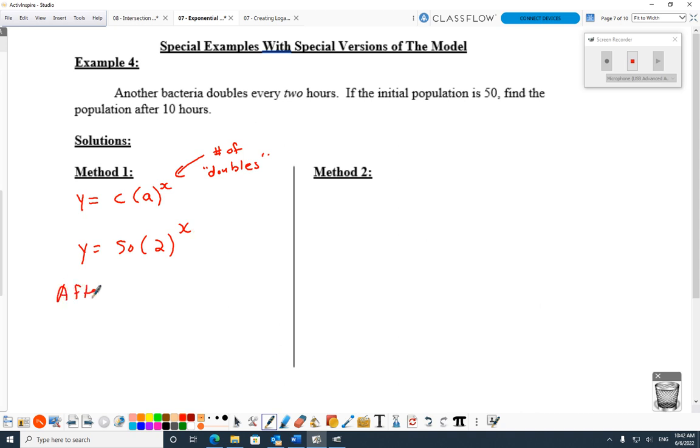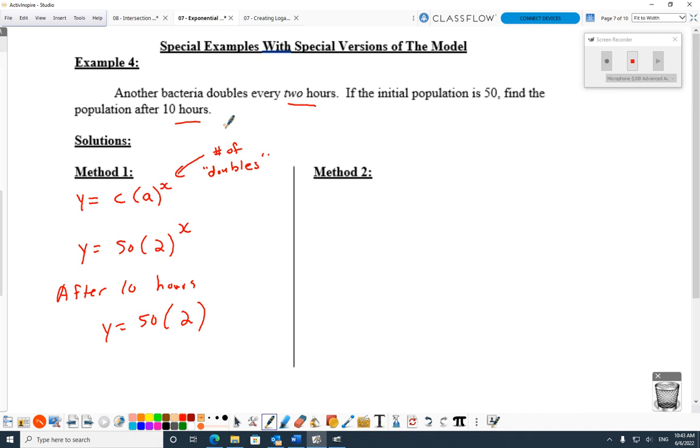And here's the big moment. After 10 hours, y equals 50 times 2 to the... think. How many times has this thing doubled? It doubles every 2 hours. 10 hours have gone. I'm making it like you've got to think a lot here. You don't actually have to think a lot. Some people are doubting their thoughts now. They're like, why is he making this out to be such a big deal? How many times has it doubled? 2 hours, 10 hours?